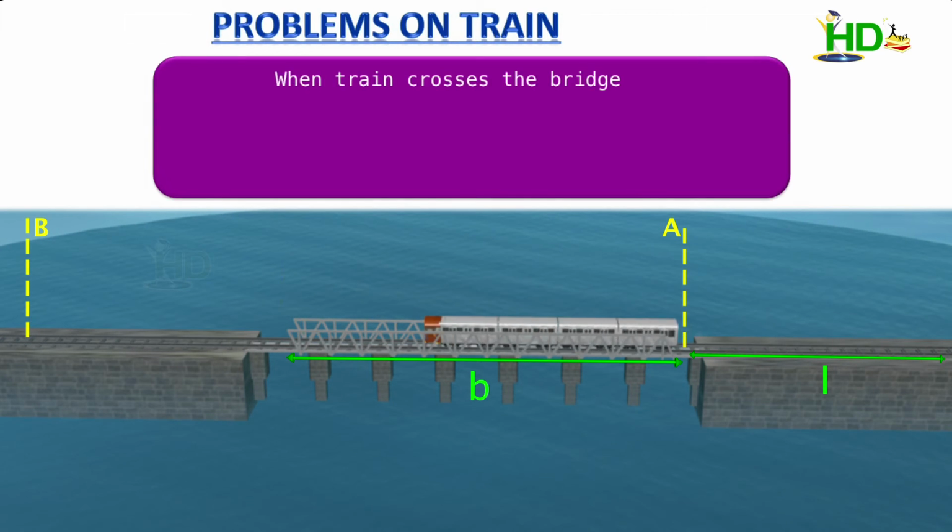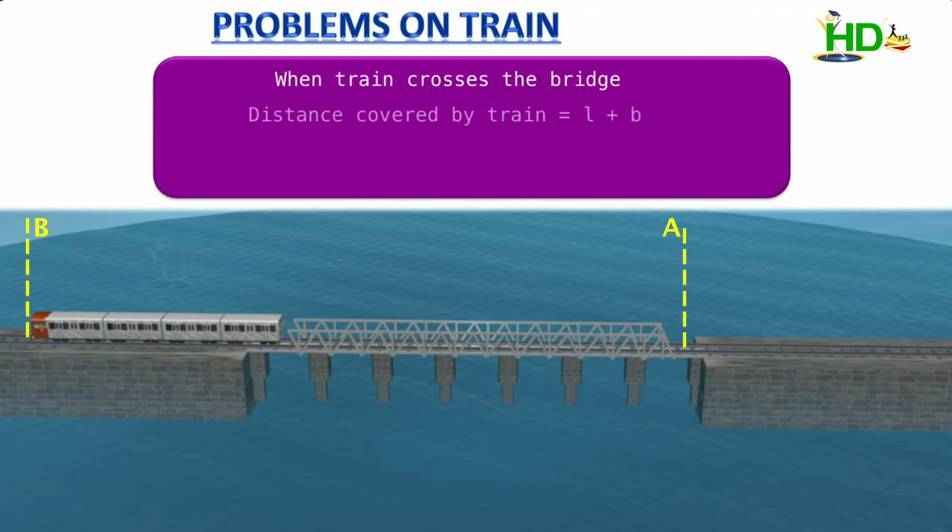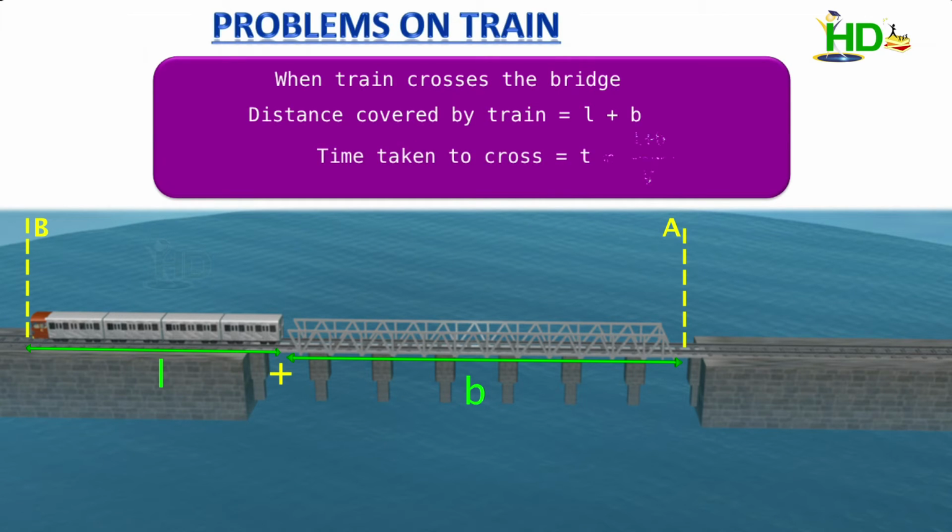To cross this bridge, how much distance has it traveled? This plus this, that means the length of the bridge plus the length of the train. The total distance traveled by the train to cross the bridge is nothing but L plus B, that is the length of the bridge plus the length of the train. Now how much time does it take? Time is nothing but distance traveled by speed. The distance is L plus B divided by speed V. Therefore, the time taken to cross the bridge is T equal to L plus B by V.